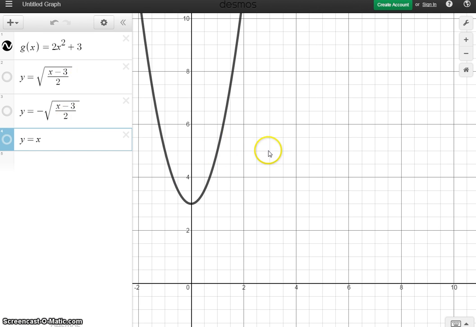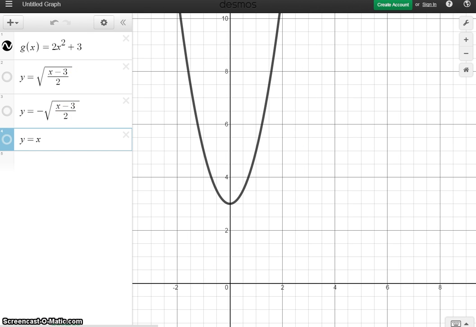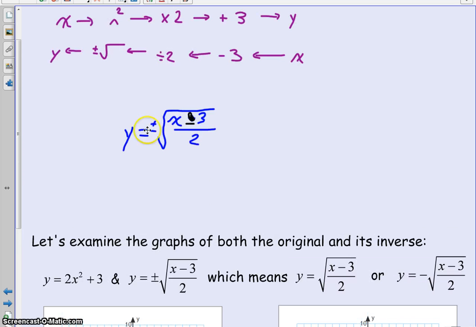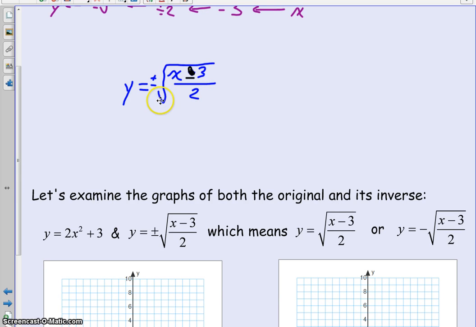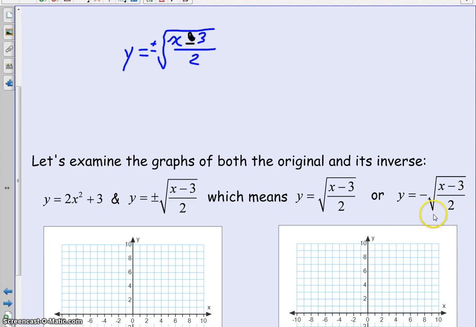Again, here's a graph of the original function, 2x squared plus 3. And you'll notice when I get my equation of the inverse, it's y equals plus or minus the square root of (x minus 3) all over 2, which really means you have two different answers, right? Plus the square root of (x minus 3) over 2 and negative the square root of (x minus 3) over 2. So there are two different graphs that you need to graph.